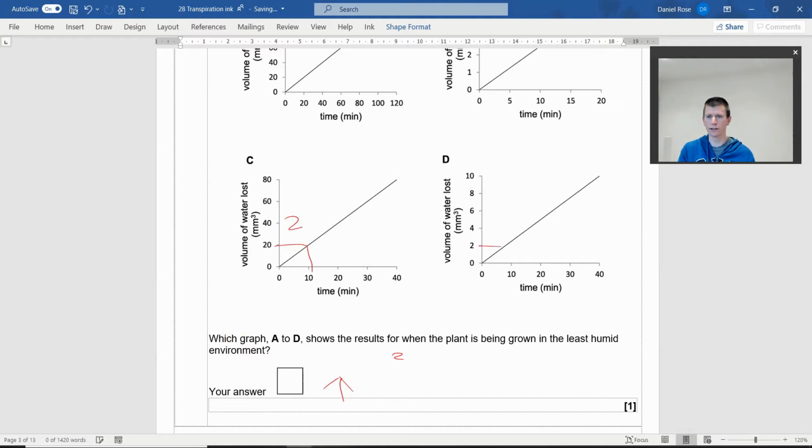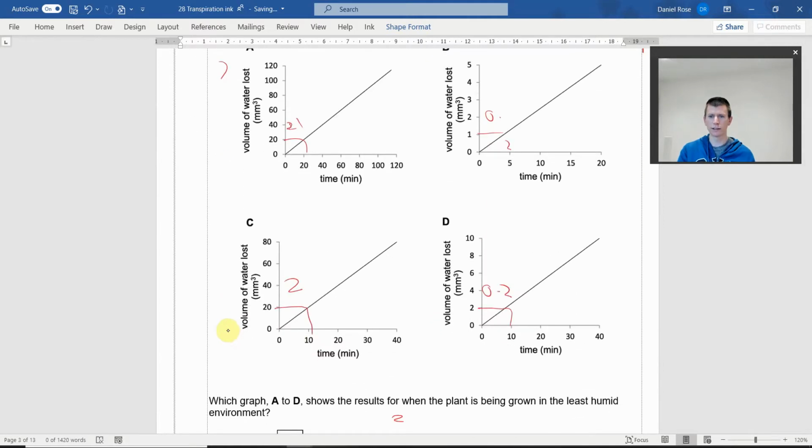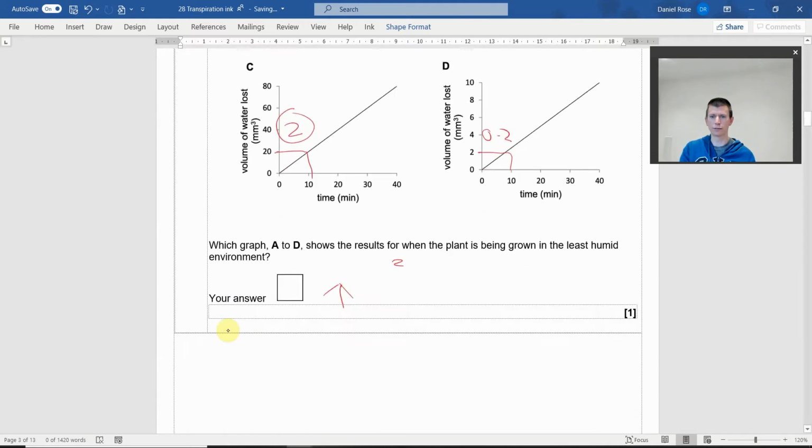This one is losing a fifth, 0.2. This one is losing 1, and this one is losing, so that's 1 millimetre cubed in 5 minutes. That's 0.2. Do I get the other one right? 2 in 10. So it's going to be C because it has lost, so I just did that mental maths, so I've double checked before I put my answer in. It has lost 2 millimetres per minute, and all the others have lost less than that because the graph goes the other way around. So it is C.